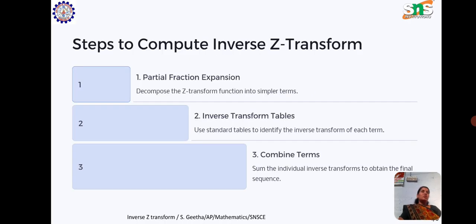Now, steps to compute inverse Z transform. Here we are using partial fraction expansion. Decompose the Z transform function into simpler terms. In second step, inverse Z transform table. Using standard table to identify the inverse transform of each term. Third step, combine terms. Sum the individual inverse transforms to obtain the final sequence.